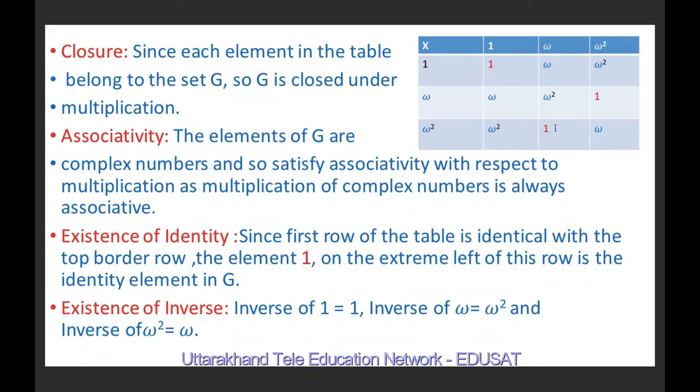The element 1 in the second column and third row is 1, and the element above 1 in the second column is omega in the top border row and omega square in the left border row. Therefore, the inverse of omega square is omega. So we have calculated that the inverse of 1 is 1, the inverse of omega is omega square, and the inverse of omega square is omega.